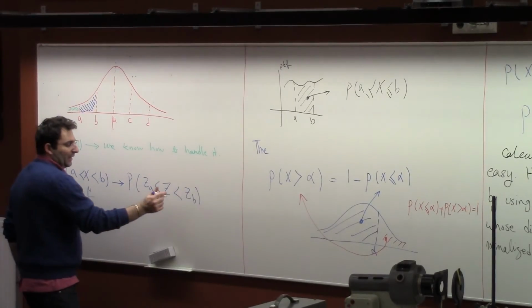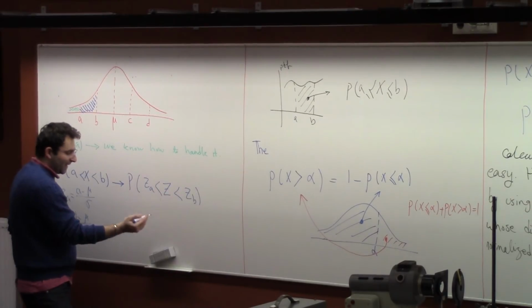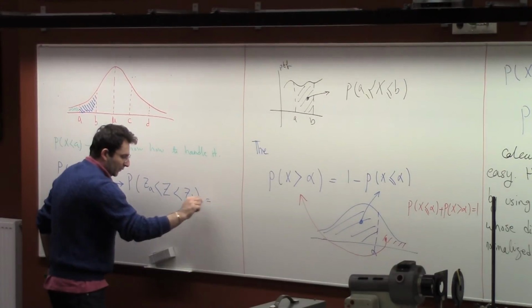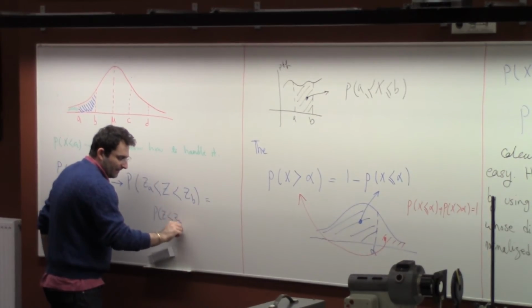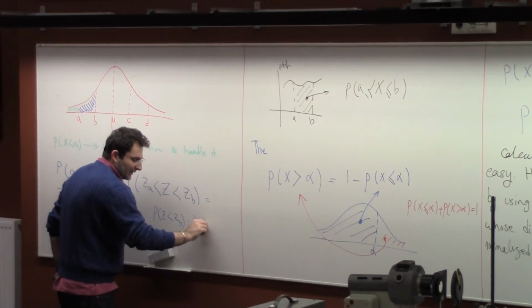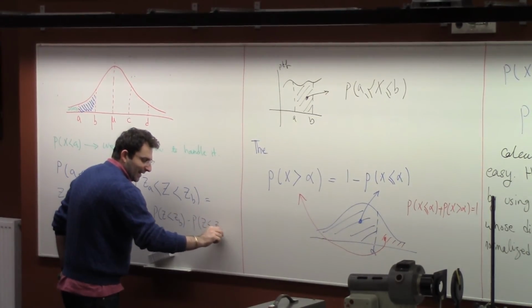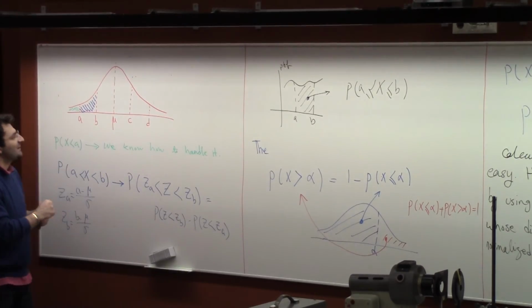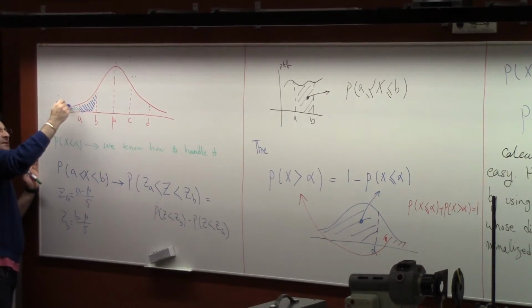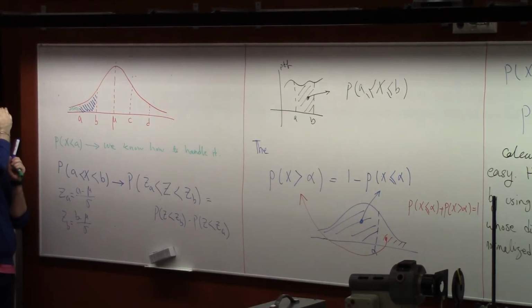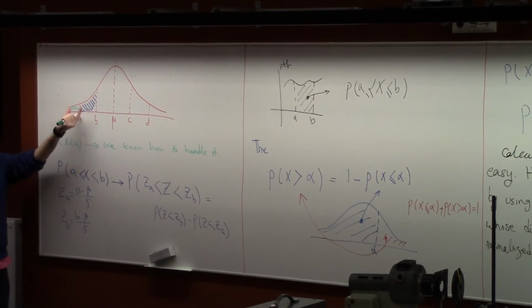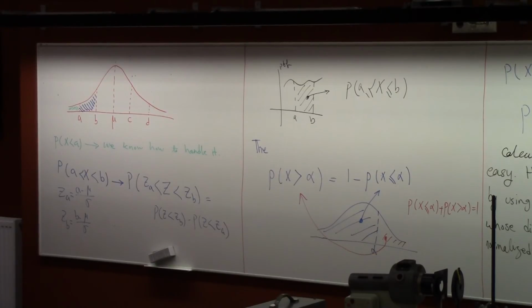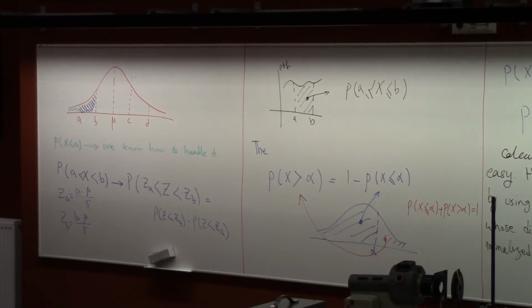And here, I need to calculate this one. It is equal to the probability of z less than zb minus the probability of z less than za. Because z less than zb is all of this to minus infinity. And if I subtract the green part out of it, the blue part is what is left.